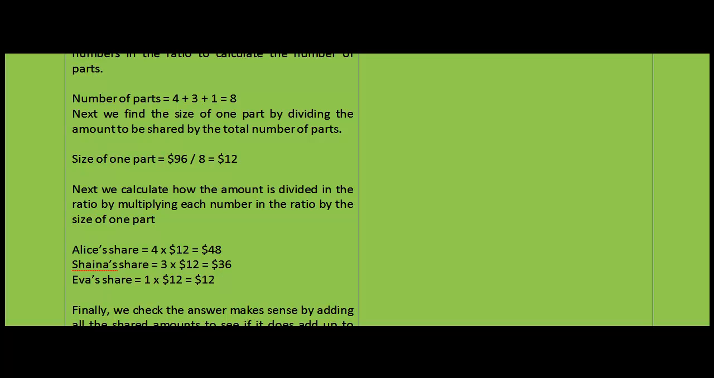From there, we can calculate how much each person gets by multiplying each number in the ratio by the size of one part. So the first number in the ratio is 4, and the size of one part is $12, so 4 times 12 is 48. The second number in the ratio was 3. 3 times the size of one part, which was $12, is 3 times 12, which is 36. And finally, Eva's share, which is just one part, is going to be $12.